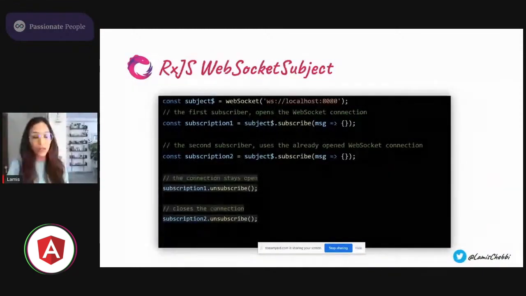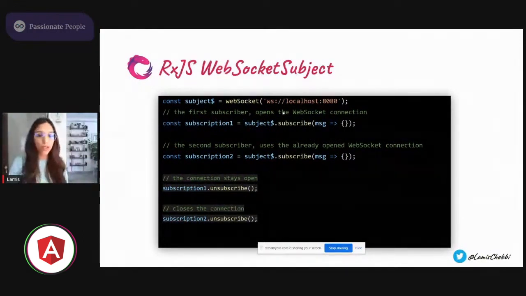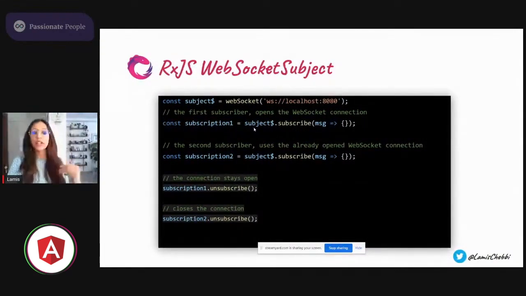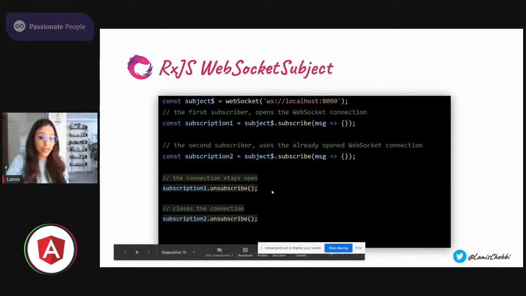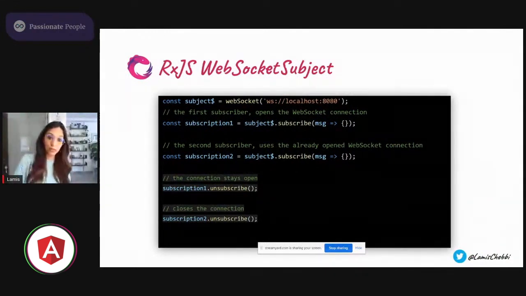And if we look into the code, this means given, for example, this subject again, I call the WebSocket factory function with the WebSocket URL endpoint. I'm subscribing here. This is the first subscription, which opens a new connection. The second one will use the already opened connection. Now, if the first subscriber decides to unsubscribe, then the connection will stay open because the second subscription still needs this WebSocket connection. And once the second subscription unsubscribes, then the connection will be released.